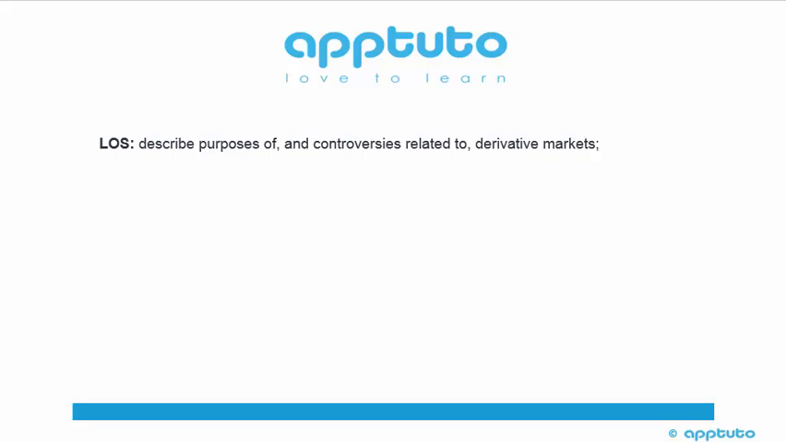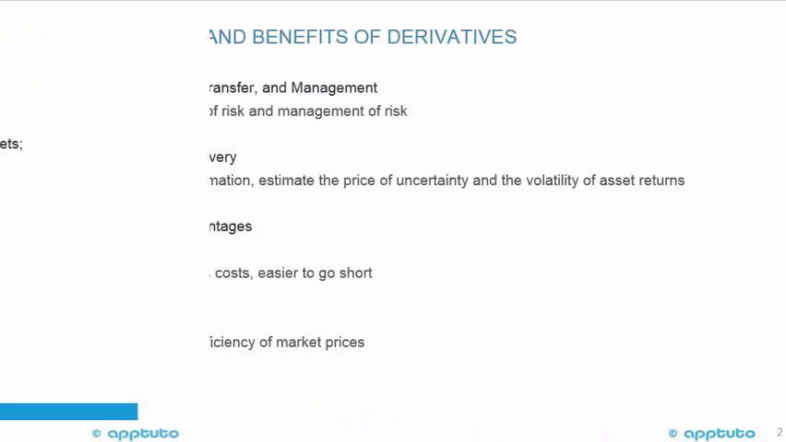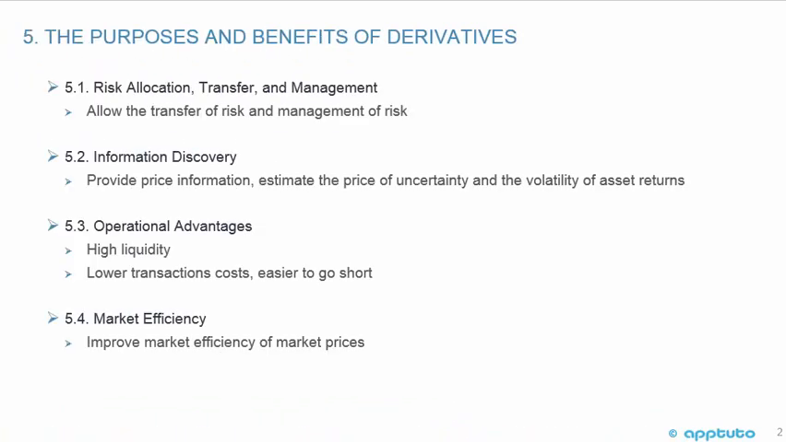This LOS is to describe purposes of and controversies related to derivative markets. The purposes and benefits of derivatives. So in the text, there are 4 sections with regards to the purposes and benefits of derivatives. For the slides, I'm just giving the summary; you can go back and read the full paragraphs.